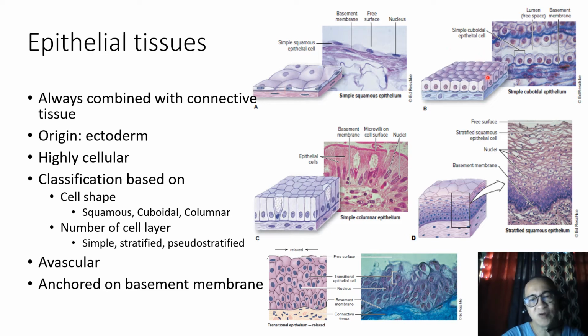All epithelial tissues are always anchored on a non-cellular component or layer we call the basement membrane. The basement membrane is actually an amorphous layer of materials that is a product of both the epithelial cells and the underlying connective tissue. So this forms the basement membrane, on which all epithelial cells are anchored.